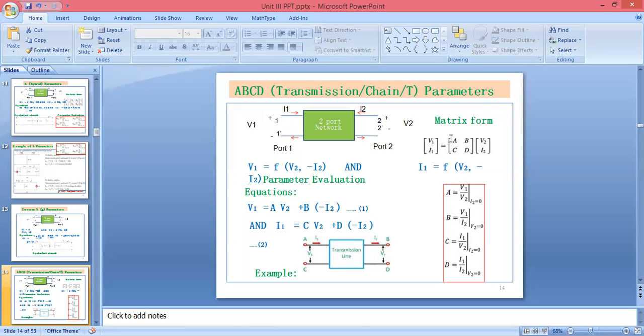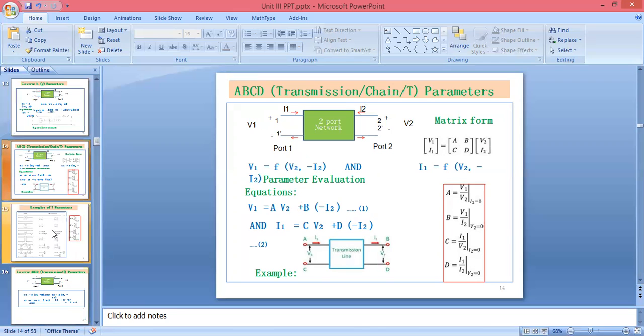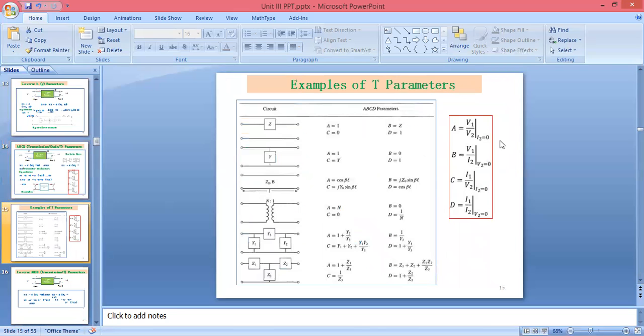You can write these equations in the form of matrix also. You can consider I2 equal to 0 ampere or you can consider V2, that is nothing but the independent voltage, as 0 volt. You will get the equations for A, B, C, D. We can see these examples for the T parameter ABCD.